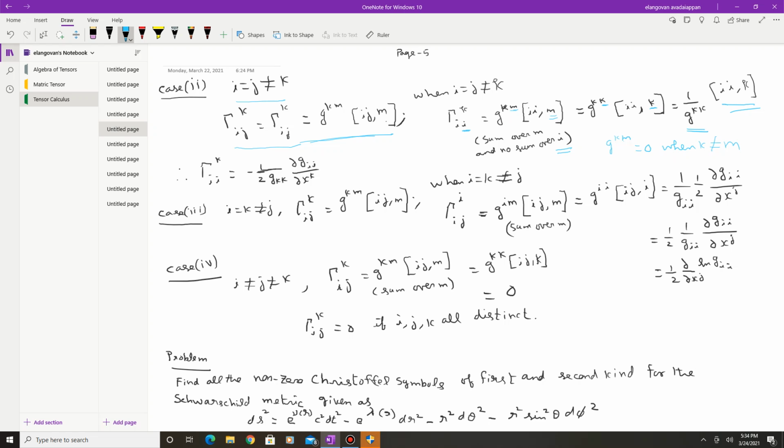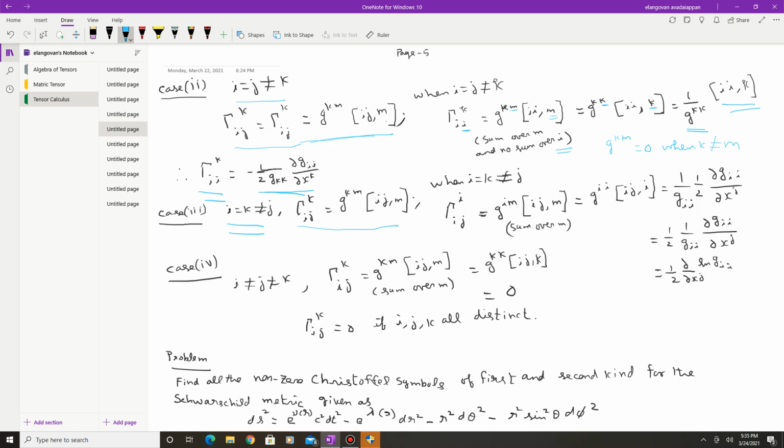So the Christoffel symbol of the second kind, gamma k I, is equal to, because I comma k, the Christoffel symbol of the first kind, we have already evaluated. So you substitute this value, you will get this expression. So this is the Christoffel symbol of the second kind when I is equal to j. Case 3, I is equal to k and k is not equal to j. So according to the definition, you write down this one.